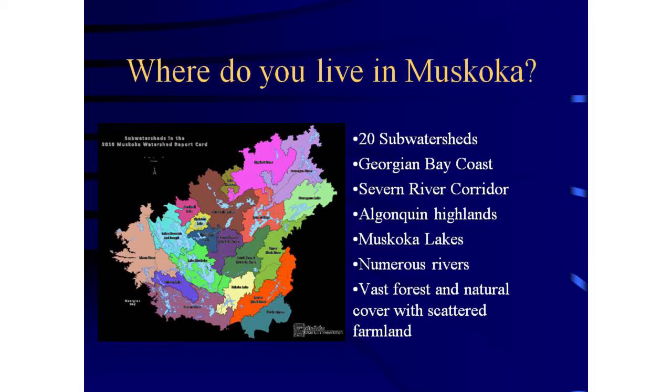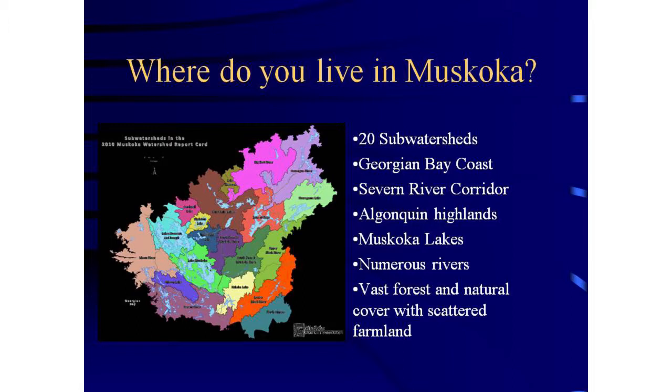Where do you live in Muskoka? This is from the Watershed Council, one of the reports, in terms of the types of sub-watersheds that we have in Muskoka. We have a lot of landscape features and diversity in Muskoka. We've got 20 sub-watersheds. We've got the Georgian Bay coast. From one area to the next in Muskoka, it's quite diverse. Georgian Bay coast, the Severn River corridor, with the Trans-Severn Waterway. If you get down to that area, the species of flora and fauna are quite different. There are geological and climatic reasons for that.